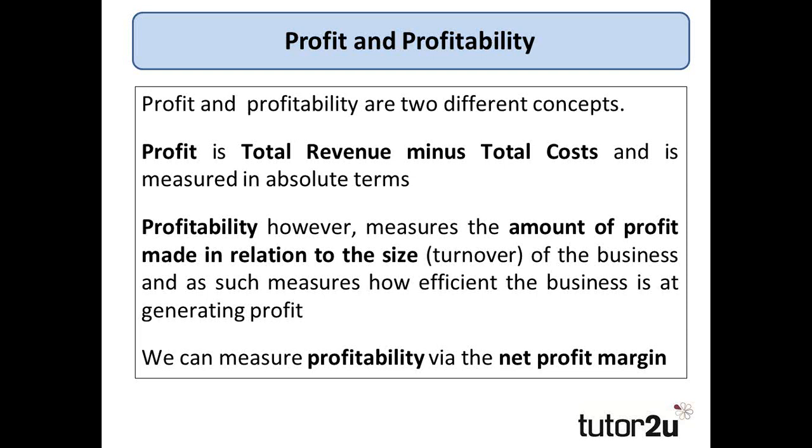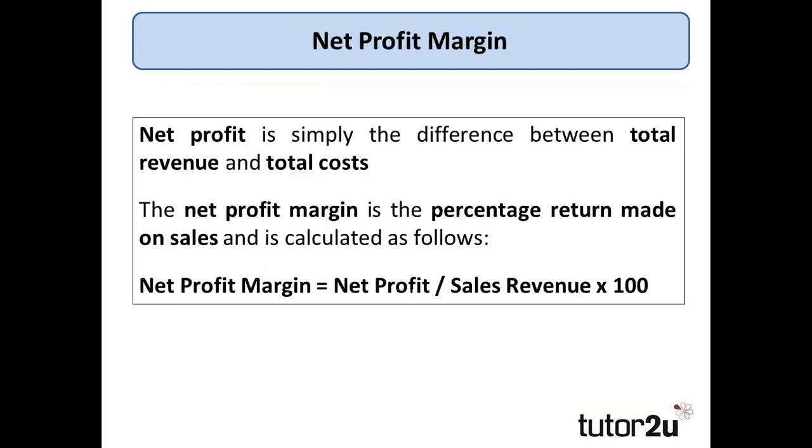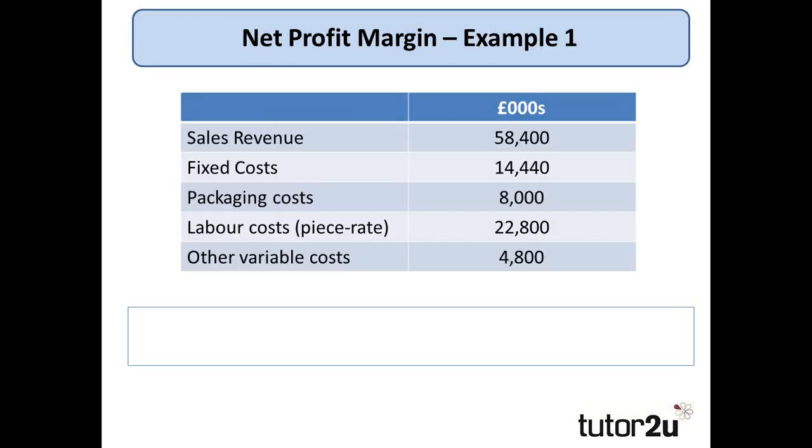In order to measure a business's profitability, we need to use something called the net profit margin. So we're going to look at that next. The net profit margin is simply a way of measuring how efficient the business is at generating profit. To calculate it, we firstly need to look at net profit, which is the difference between total revenue and total costs. Now, the net profit margin is the percentage return made on sales. So to calculate that, we take our net profit figure, we divide that by the sales revenue, and we multiply that by 100. That will give us our net profit margin, and it is expressed as a percentage.